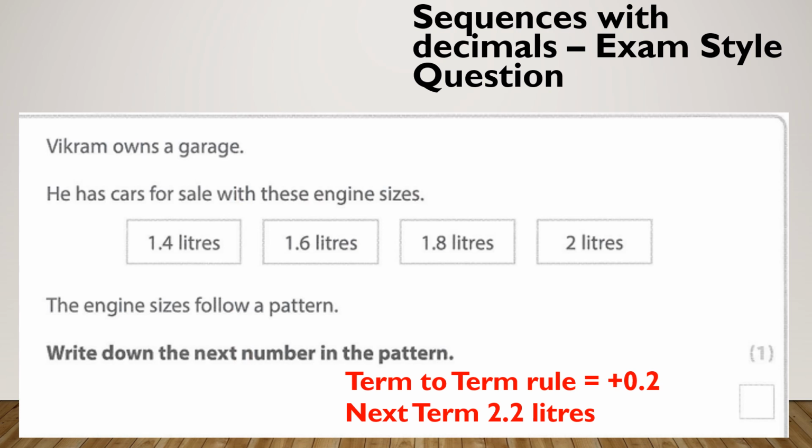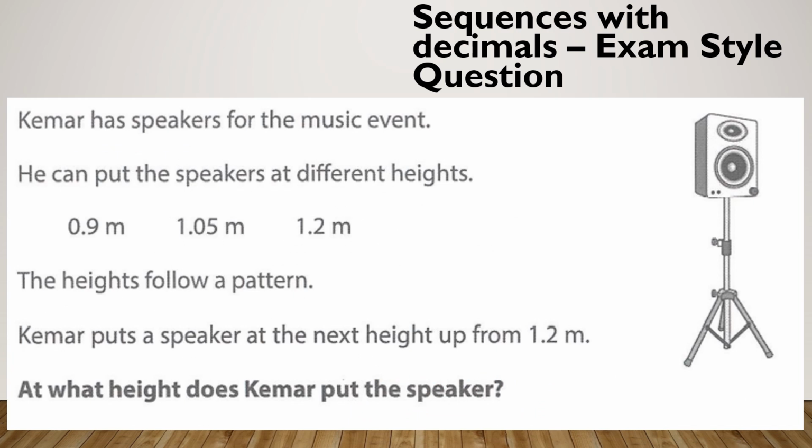Let's do one more. Kumar has speakers for the music event. He can put speakers at different heights, 0.9, 1.05, 1.2. The heights follow a pattern. Kumar puts the speaker at the next height up from 1.2. What height does he put the speaker? Pause and give it a go, please.